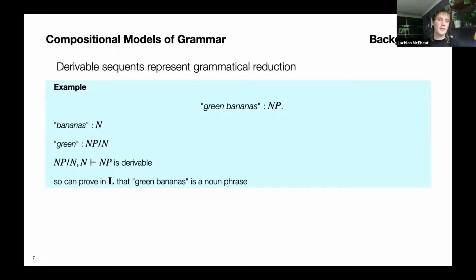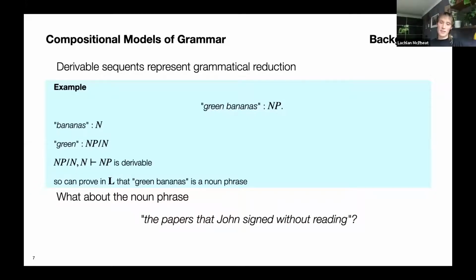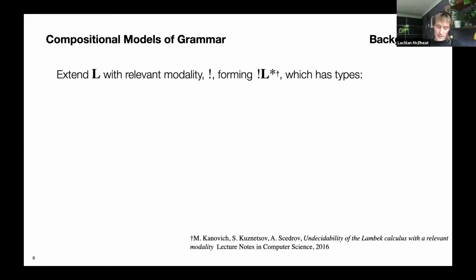So this is already quite a nice model of grammar, but what about the phrase that we started with, the papers that John signed without reading? In just Lambek calculus with conventional typings, this doesn't pass. So to try and find a setting where this phrase does pass, we move to an extension of Lambek calculus. And this is the extension with a relevant modality as defined by Kanovich, Kuznetsov, and Scedrov in the paper about the undecidability of this calculus.